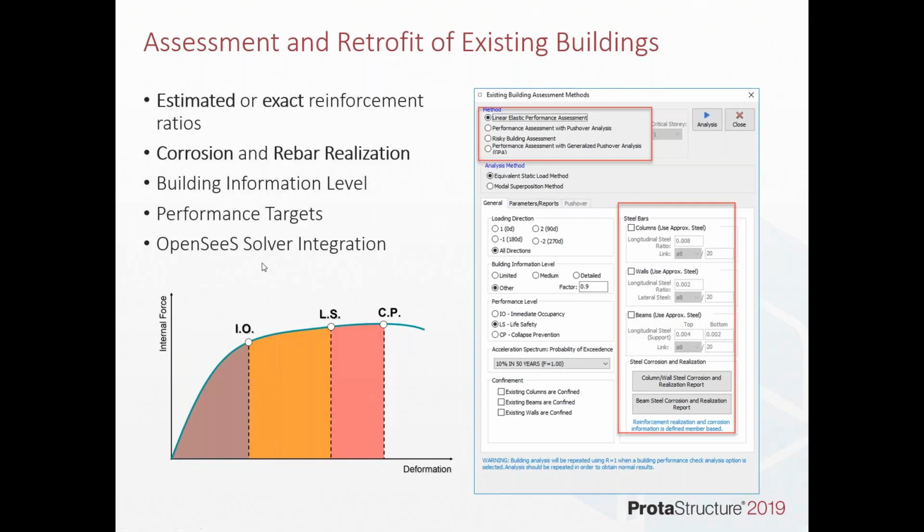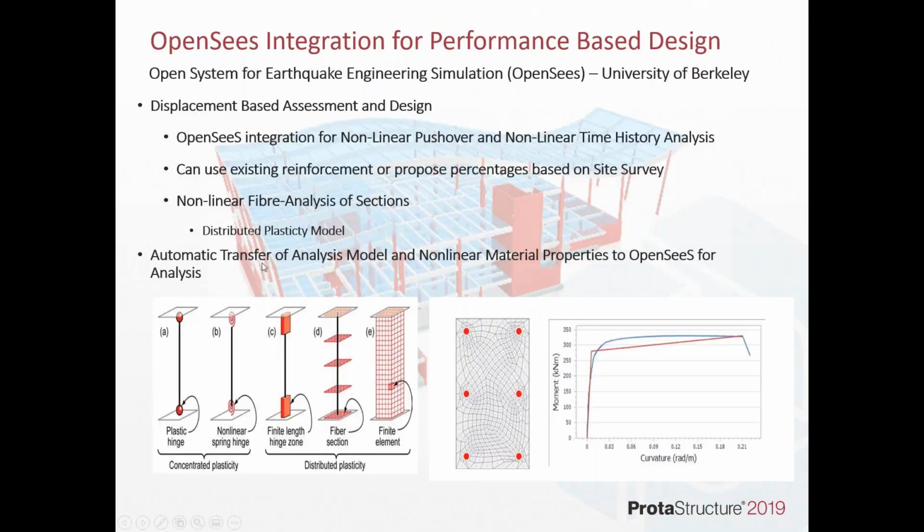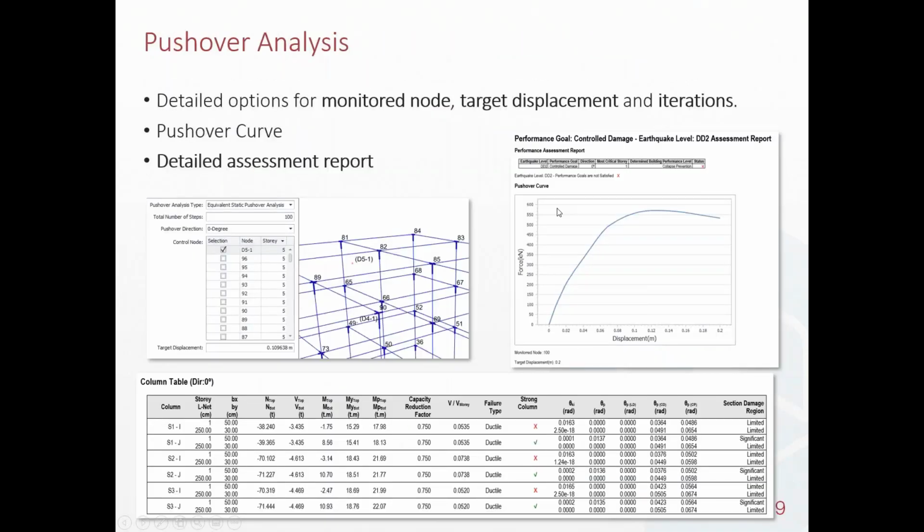Now, for nonlinear analysis, we have introduced integration directly with OpenSees. For those of you who are familiar, this is developed by the University of Berkeley, and we will automatically feed OpenSees a nonlinear fiber model. This will take account of all the concrete and steel properties, and we will use distributed plasticity to create that model. OpenSees will then run, whether you're doing nonlinear pushover or nonlinear time history.